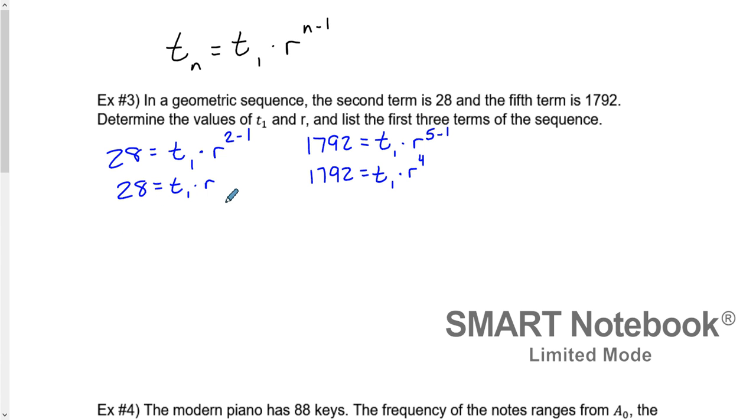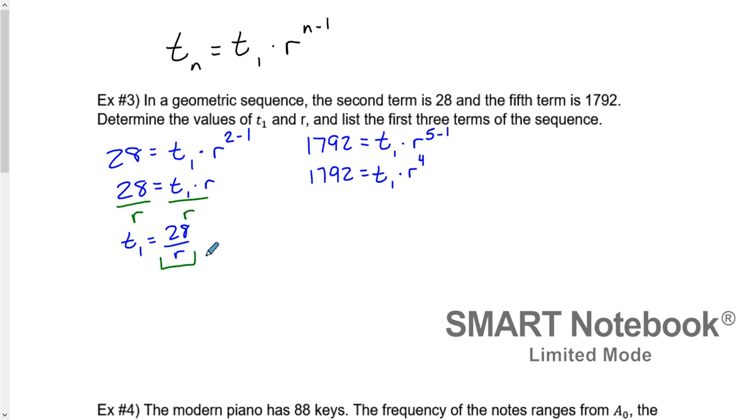These are somewhat smaller numbers. Again, it doesn't really matter which one we isolate. T1 times R. Sure, let's divide both sides by R. So that T1 is 28 divided by R.